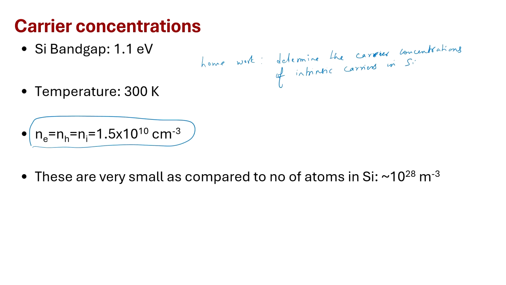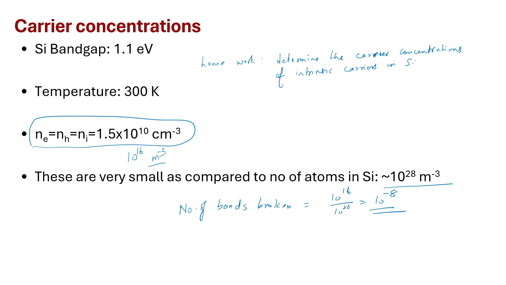They are very small. You will figure out that they are very small as compared to the number of atoms in silicon. Number of atoms in silicon are 10 to the power 28 per meter cube, and this turns out to be 10 to the power 16 per meter cube. You can see there is a 12 orders of magnitude difference. So, only so many bonds are broken. Not all the bonds are broken, it is only a fraction of bonds that are broken. You can easily calculate that the number of bonds broken is approximately 10 to the power 16 divided by 10 to the power 28. This will be the fraction 10 to the power minus 8.